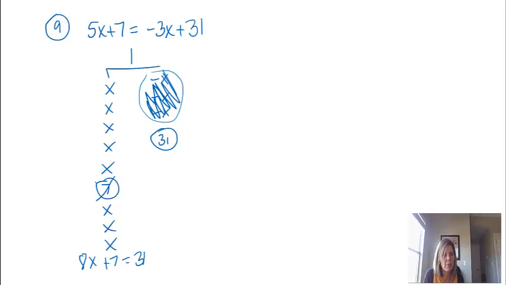Okay, so remember I want all my x's together, but I don't want the 7. So if I don't want the 7, I'm just going to subtract it because it's a positive right now. So then 31 minus 7 is 24. So now I have 8 x's on the left side. I have 24 on the right side. And my last step, just like always, is to take 24 divided by 8 x's, and that will give me 3.